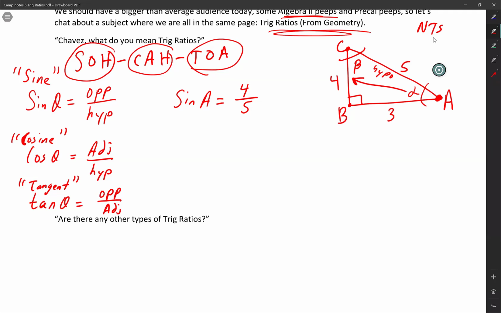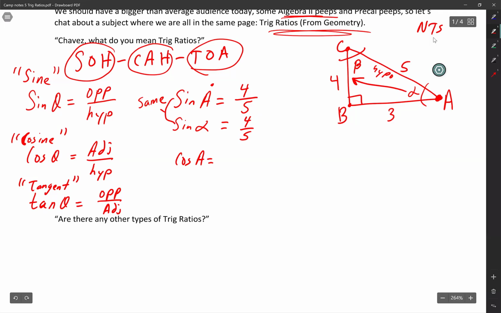Oh, by the way, Common Core loves to use vertices, so they say A. I could have also said sine of alpha, because that's an angle. So sine of alpha is the same thing, guys, 4/5, because I identified the angle as alpha. It doesn't matter which one you use. I'm going to stick with the vertex. So here we go. Cosine of A.